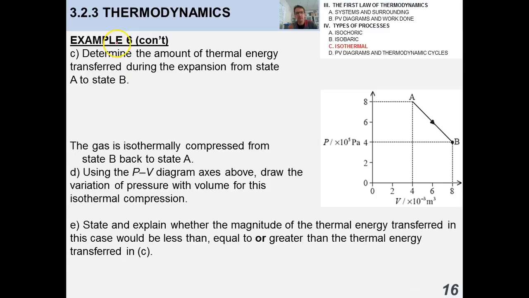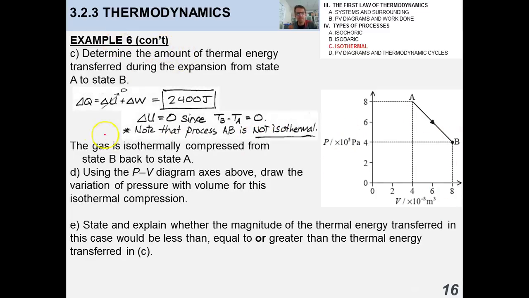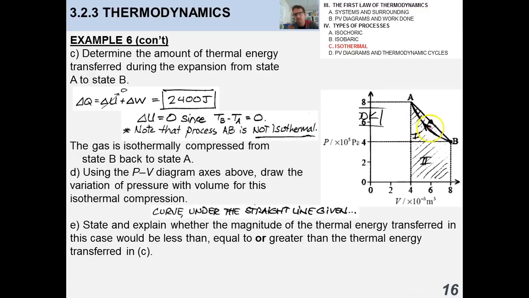Continuing this example, determine the amount of thermal energy transferred from state A to B. Using the ideal gas law, because it's isothermal, delta Q equals delta W. It turns out that TB minus TA is 0. It says to note that the process AB is actually not isothermal. How do you know it's not isothermal? Well, it's because it's a straight line, not a curve.